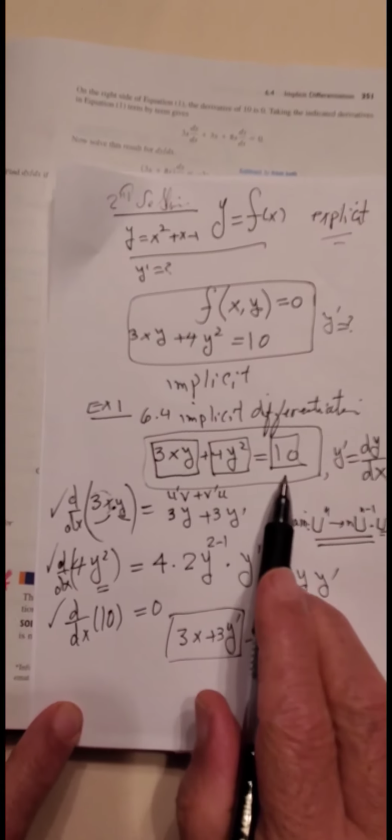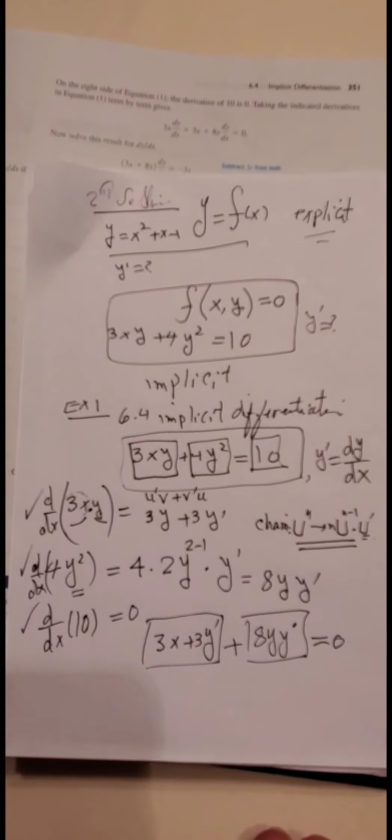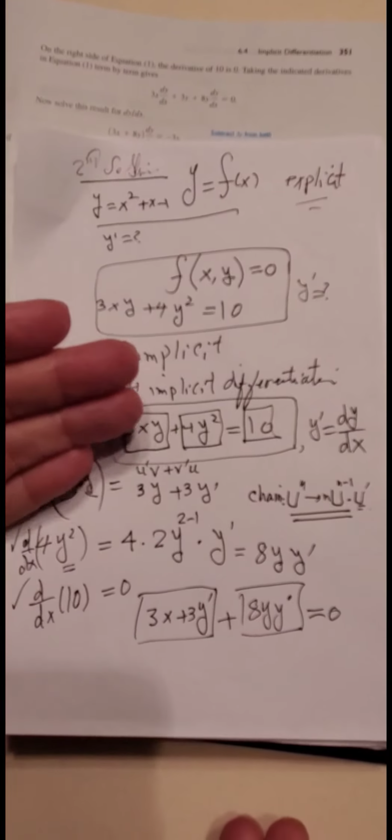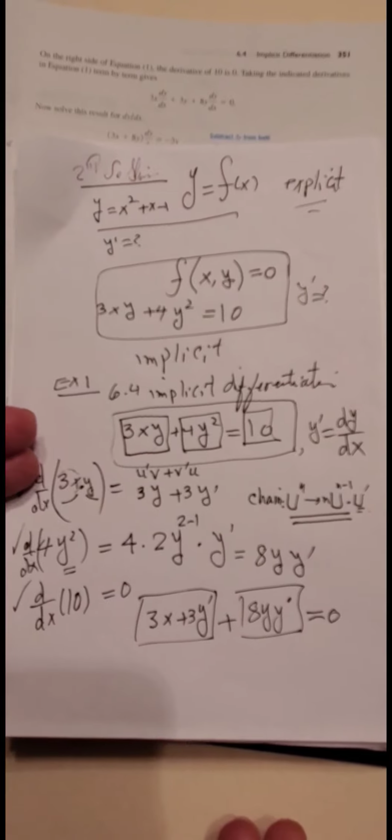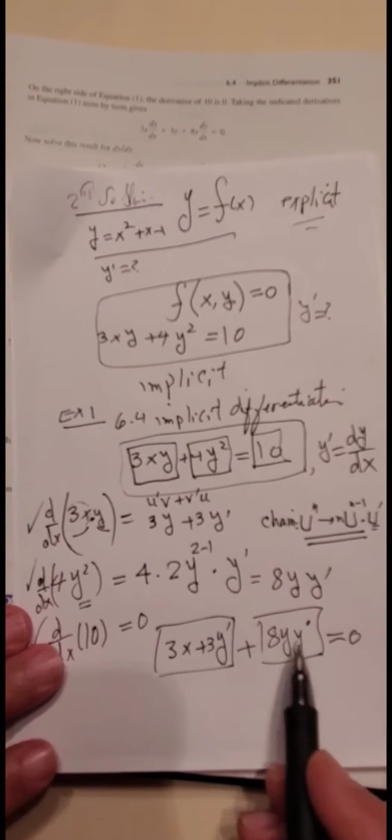Then what is the right side? 10. Derivative of 10 is equal to 0. So this is what we have actually. From the original equation, using implicit differentiation, this is what you get. So what is the question? Question is, can you find y prime?